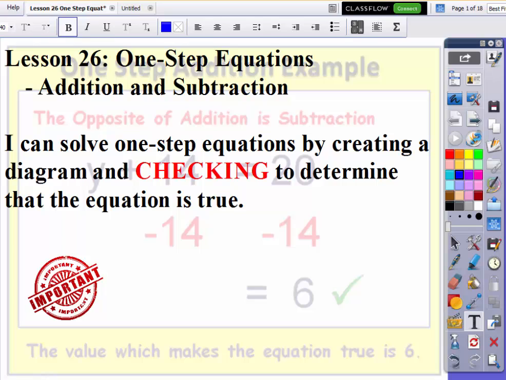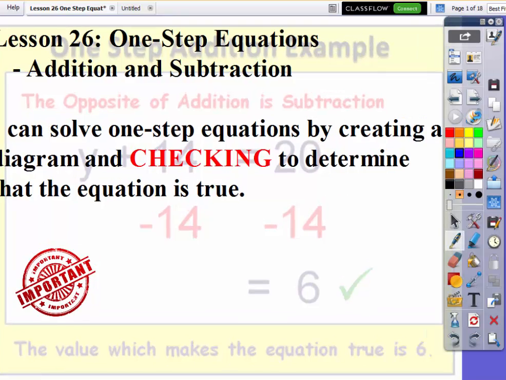So today we're going to be learning about one-step equations, adding and subtracting. If we remember, equations are when we have some kind of expression that has a left side and a right side. So this would be an equation, 6 equals 6. I have my left side and my right side. You can also tell when you have an equation because there's an equal sign.